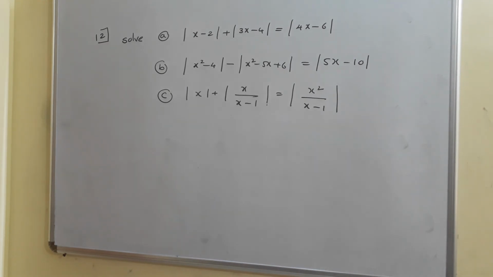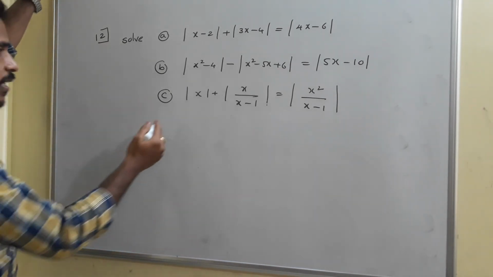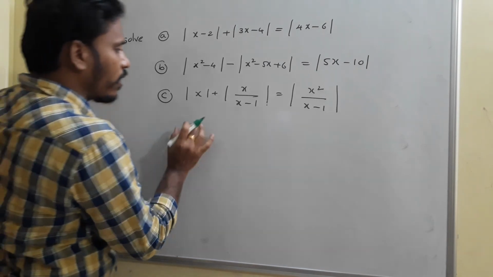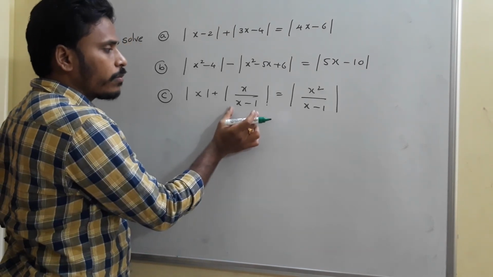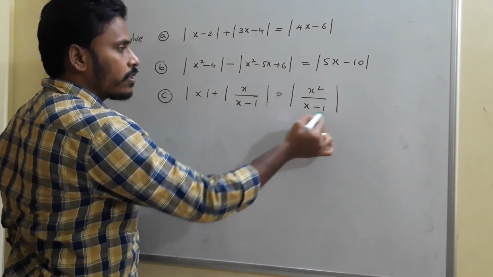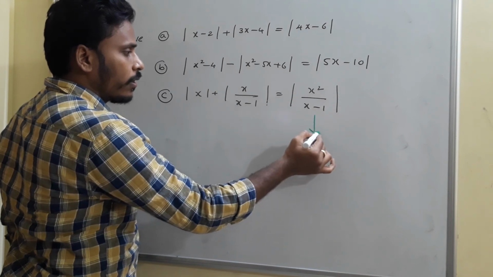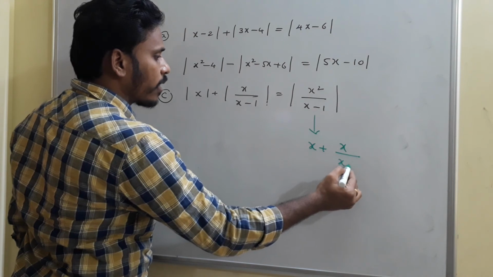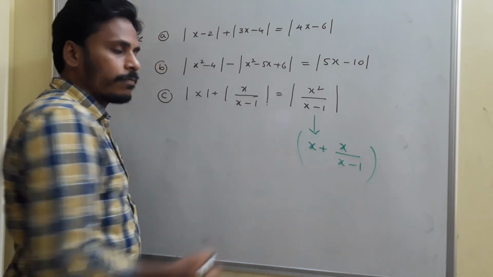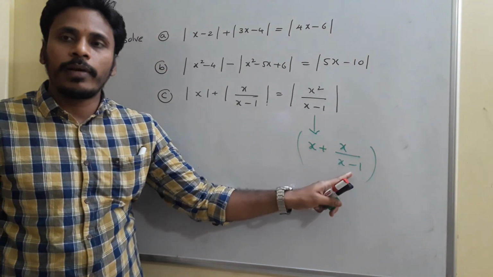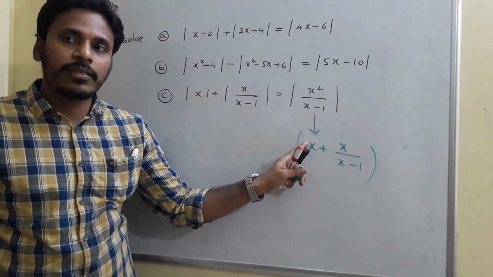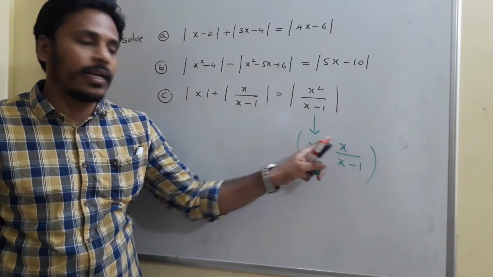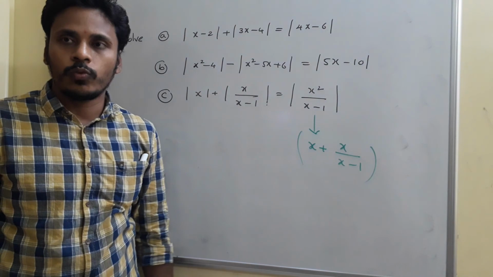Now just think about that C bit. Again, C is of the format, okay, just look there. This is |x| + |x²/(x − 1)|. This x²/(x − 1) is simply x + x/(x − 1). Just think about it: x + x/(x − 1). If you simplify, you get x² − x, and this +x will get cancelled, so it is x²/(x − 1).